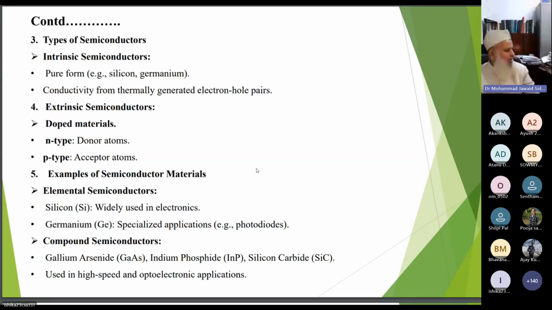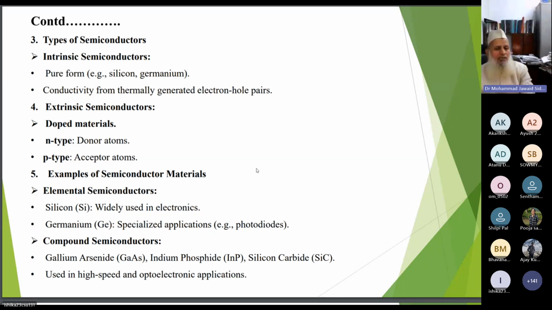Germanium is used in very special cases like some special photodiodes. And then compound semiconductors are very important. Gallium arsenide, indium phosphide, and silicon carbide are compound semiconductors, especially used in optoelectronic devices like the fabrication of laser diodes or light emitting diodes.